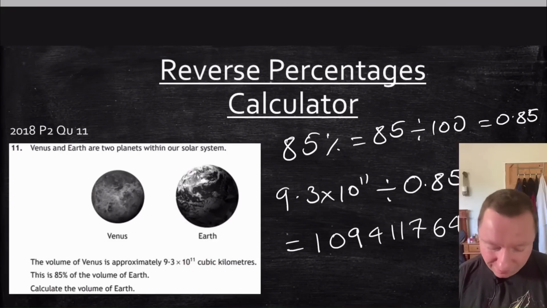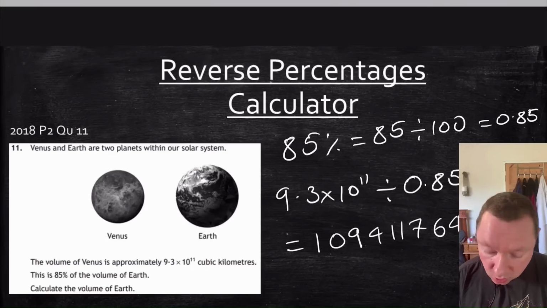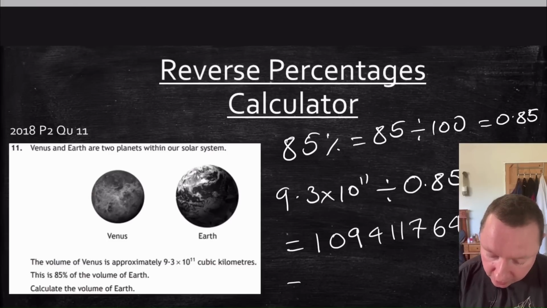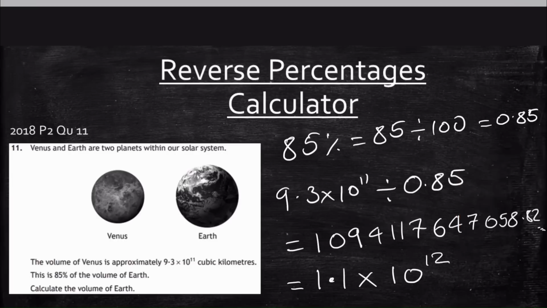cubic kilometres. Now, it doesn't ask us to round it or anything like that, but it's not a very reasonable number. So I will, just for the sake of this, round this to the same degree of accuracy as the question, so 2 significant figures. So that gives me 1.1 times 10 to the power of, well, all the numbers after the first one, 1, 2, 3, 4, 5, 6, 7, 8, 9, 10, 11, 12 up to the decimal place, to the power of 12, and it's cubic kilometres, so kilometres cubed.